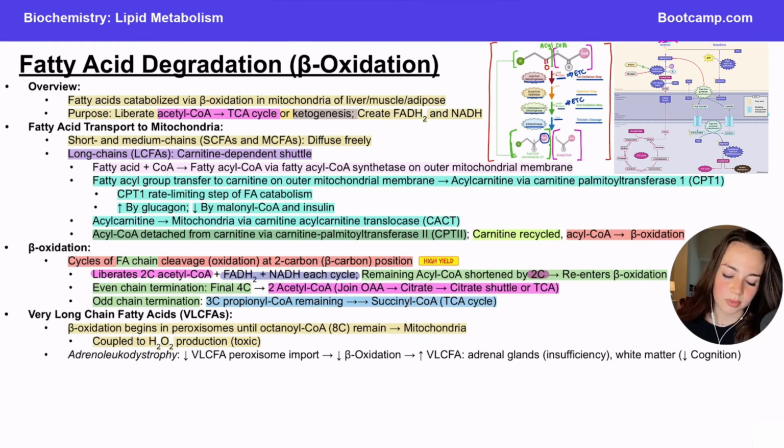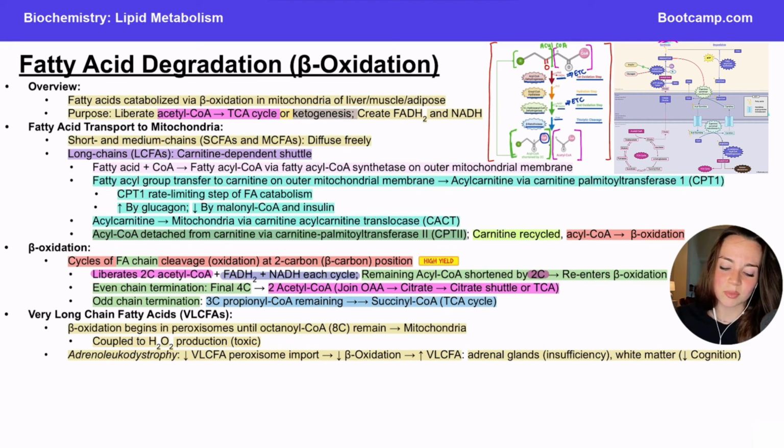And remember in the video on the peroxisome, I told you about this disorder called adrenoleukodystrophy, which was a defect in the import of very long-chain fatty acids into the peroxisome. That meant that those very long-chain fatty acids couldn't undergo beta oxidation. We got a buildup of those very long-chain fatty acids with no way to break them down. And so those very long-chain fatty acids would build up either in the adrenal glands, causing adrenal insufficiency, or in the white matter, causing a decrease in cognition. You can go ahead and check out the video on the peroxisome for more details on that.